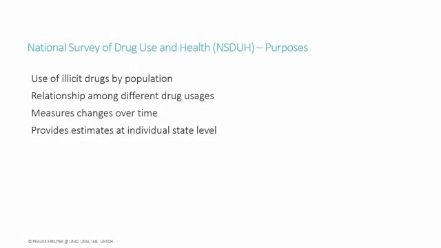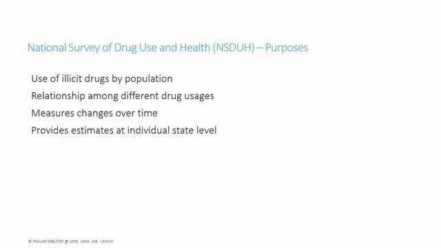The second survey is the National Survey on Drug Use and Health. The purpose is to measure the use of illicit drugs by population, segment by segment, and the entire population. Here, if you think of Module 1, one of the primary goals really is description up to the entire population, but also a question of relationships among different drugs and different drug usage, and maybe measures of change over time.